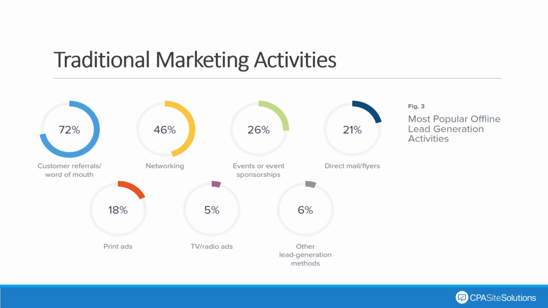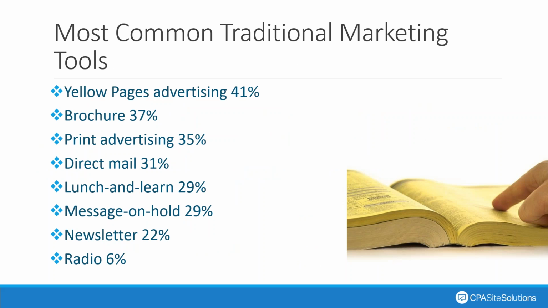Networking is also a key component of traditional marketing activities, events or event sponsorship. Some of these things you do. Direct mail and flyers are really a key offline or traditional marketing activity. And then you can see the others, including print ads. Some small businesses do TV and radio ads, and then others. But really, it's important to know that these traditional marketing activities won't necessarily go away when you think about migrating or using online marketing. The most common traditional marketing tools are Yellow Pages. Most companies still use Yellow Pages or a brochure, print advertising, direct mail, and you can see the list. This is how small businesses rank their traditional marketing.